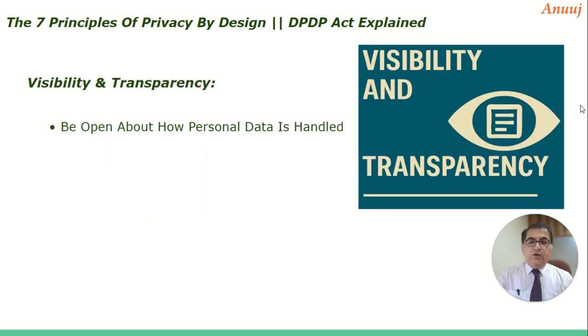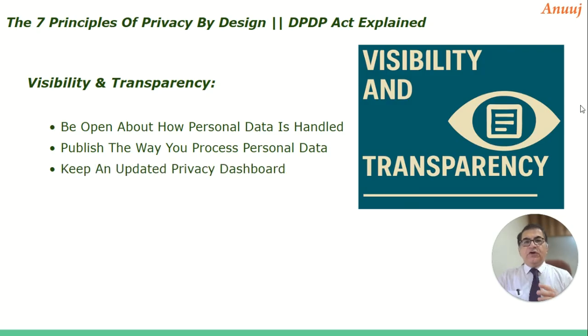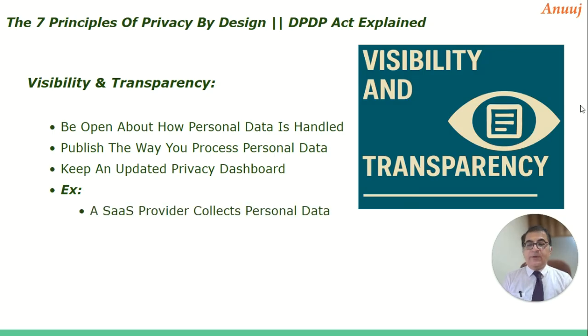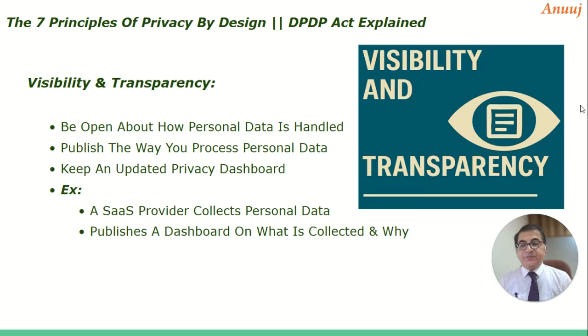Visibility and transparency. All your processes should be known. How are you handling personal data? How are you securing them? How long are you going to retain them? Again, all those 5 processes. How you are handling at each stage should be known, and you should have a privacy dashboard. Even if there was an incident or a breach, that should also be displayed on the dashboard, known to the public outside. A SaaS provider, for example, collects personal data and publishes a dashboard on what is collected and why it was collected, right? Important thing.